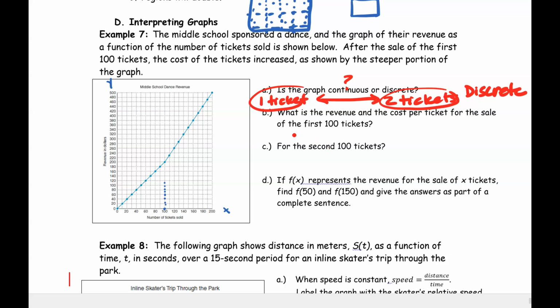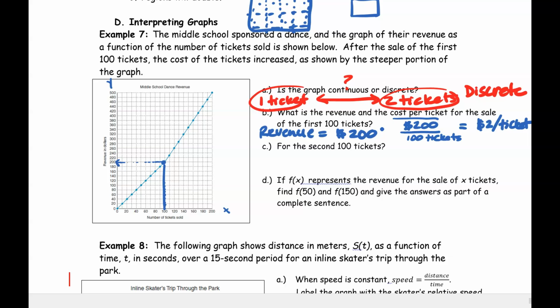And then B, what is the revenue and the cost per ticket for the sale of the first 100 tickets? So let's look at what the graph looks like. So at 100, if we go up to the graph and then we read over here, it looks like the revenue for 100 tickets is $200. But that's for 100 tickets. So we're asked, what is the cost per ticket? So if it's $200 for every 100 tickets, remember for every is like our ratio, if we divide these two numbers, then we're going to get the cost per 1 ticket. So $200 divided by 100 is $2. So $2 per ticket. So let's think about that. If we sold 100 tickets, $2 a ticket, 2 times 100 is $200, and that matches up with our revenue.